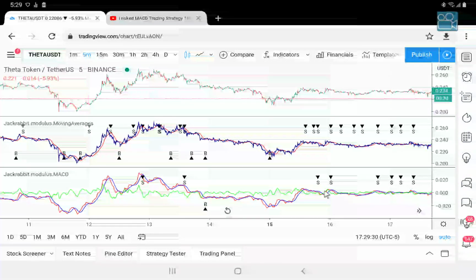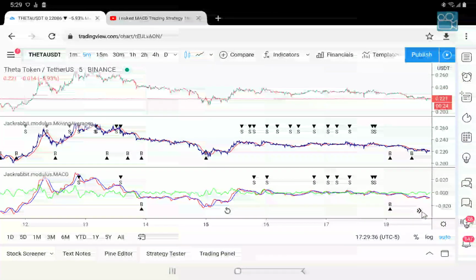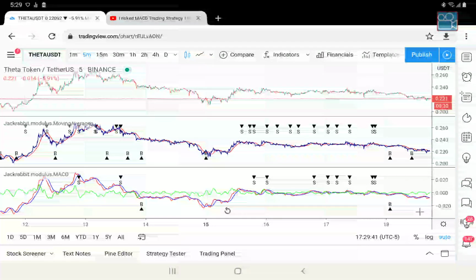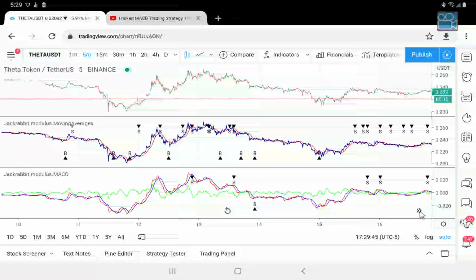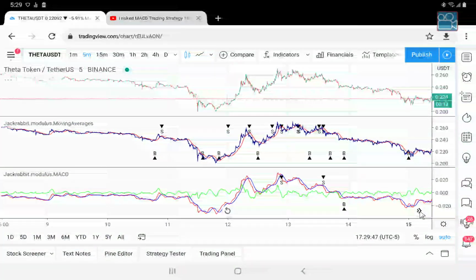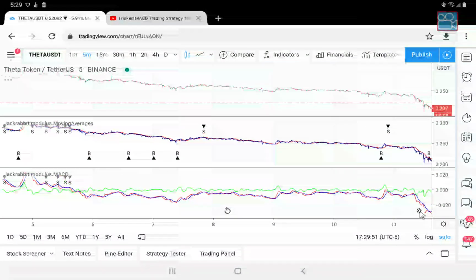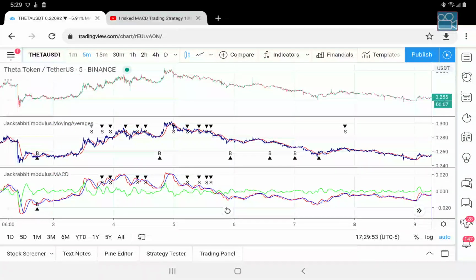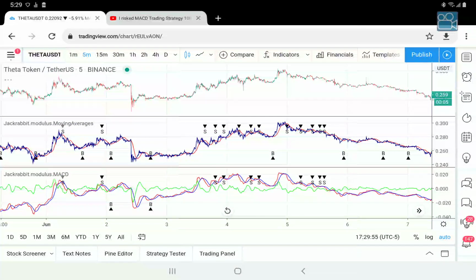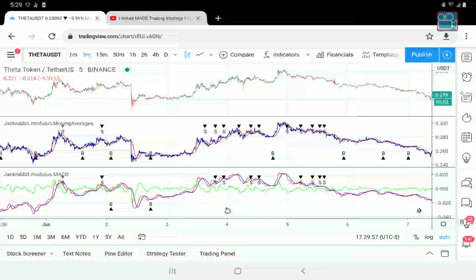So here you have Theta. It's not all that fast of a coin. There are simply not that many good entry points. Not at the 5-minute level. But the entry points that it does make, it makes sure they are profitable.